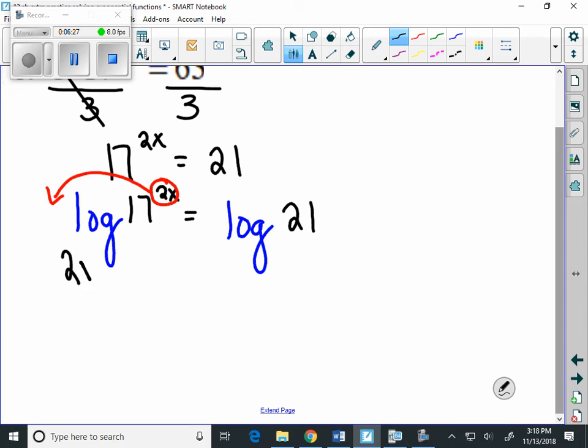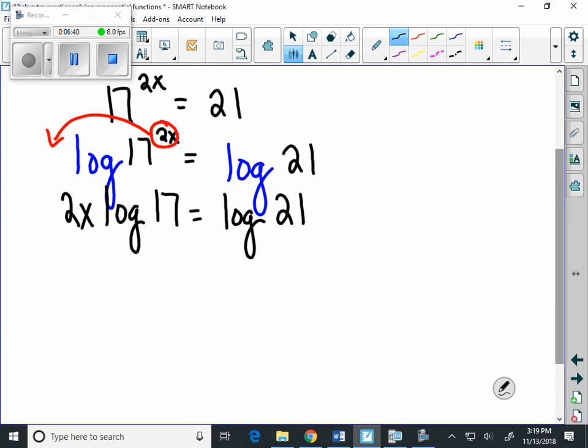You need to make that 2x a coefficient. So this is going to be 2x log of 17 equals log of 21. And we're almost done with finding the exact answer, because it's 2 times x times log of 17. Since those are all multiplied together, we can divide by 2 log of 17.